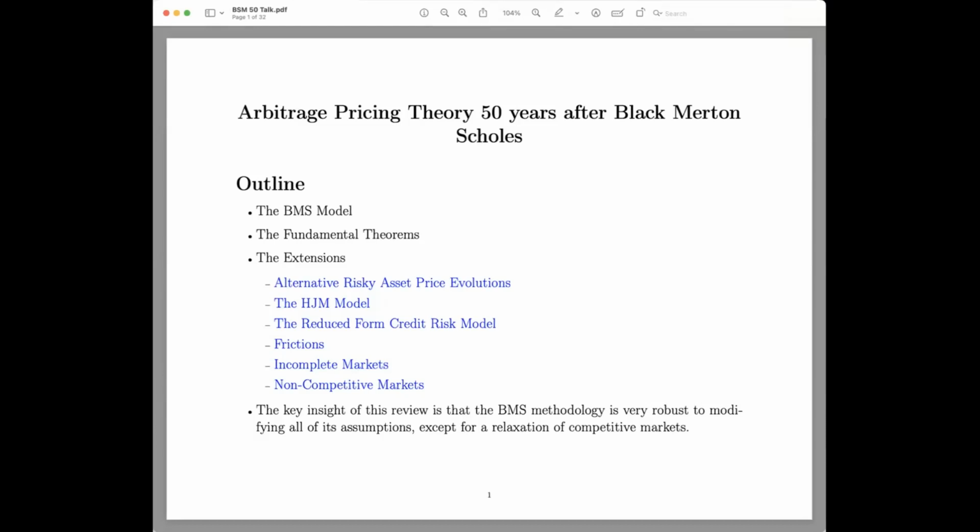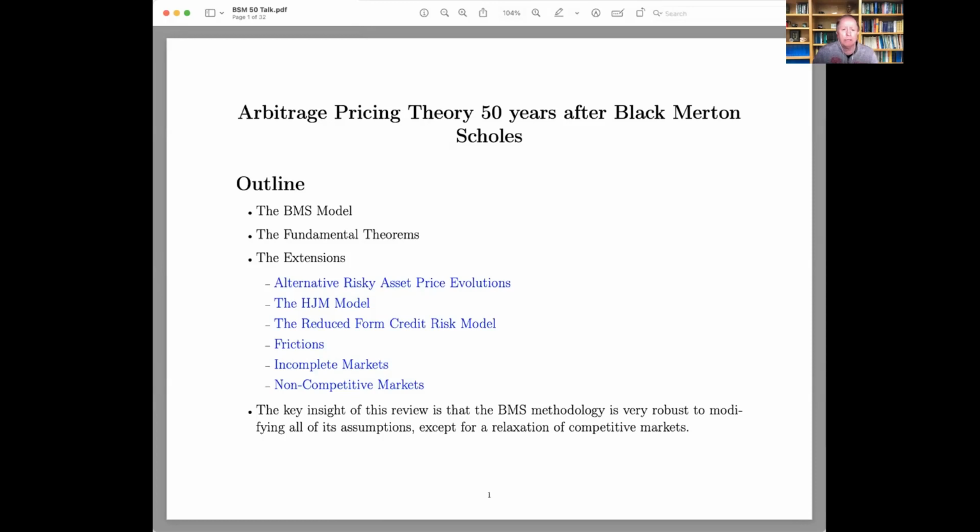And as was stated, I'm going to talk about arbitrage pricing theory over the past 50 years. And geez, it's hard to believe it's been 50 years. But it has, and we've learned an awful lot. So first I'm going to review the Black-Merton-Scholes model. Then I'm going to talk about what are called the fundamental theorems of asset pricing, and the extensions of the Black-Merton-Scholes model, listed in blue here: alternative risky asset price evolutions, the HJM model, the reduced form credit risk model, frictions, incomplete markets, and non-competitive markets.